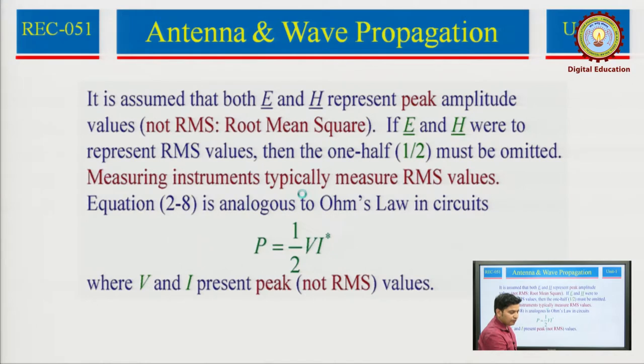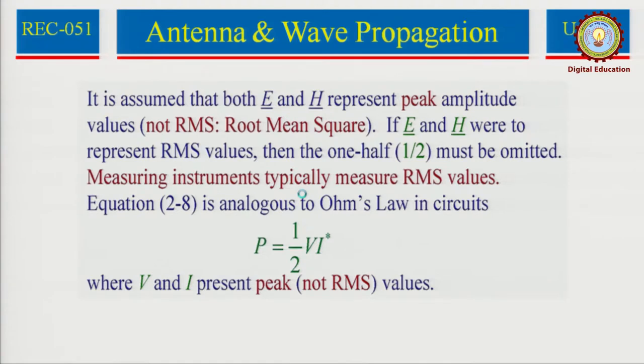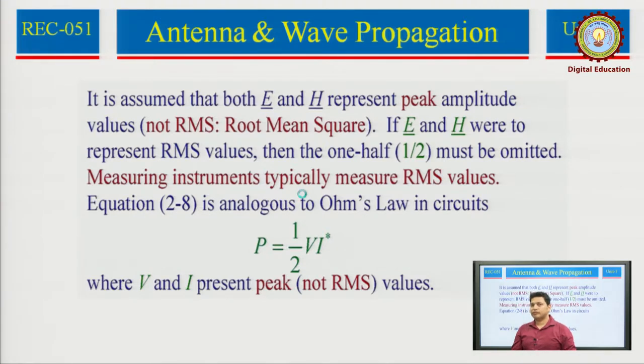Now, the concept of 1 by 2. It is assumed that both E and H, the electric and magnetic fields, represent peak amplitude values, not RMS, root mean square, values. If E and H represent RMS values, then the 1/2 must be omitted. Using an RMS measurement instrument, we can say power is nothing but E, which stands for voltage, and H, which stands for current. So, half V into I, where V and I represent peak, but not RMS values. Please understand this.